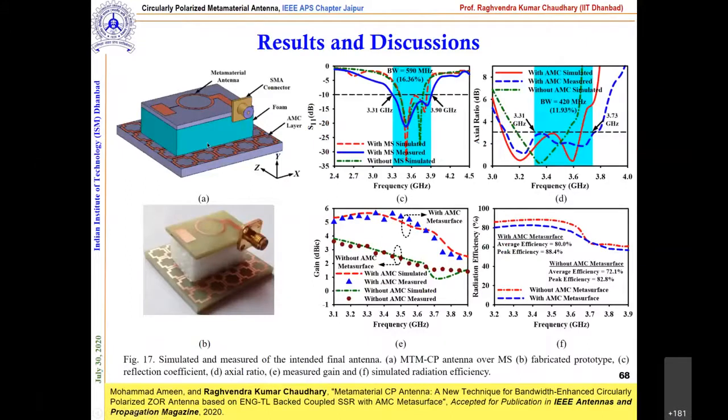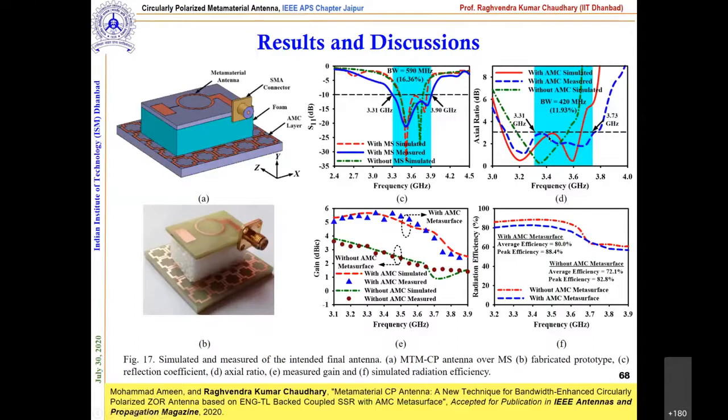Now you can see we did not disturb the operating band, correct? It is still the same. You can see this is without MS, and with MS. All the things are there, and we are not disturbing the band, correct? As well as the axial ratio bandwidth is okay in this band, acceptable, and you will be surprised that we improved the gain and radiation efficiency. And this is very good actually.